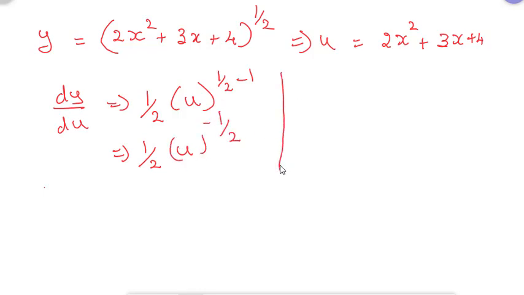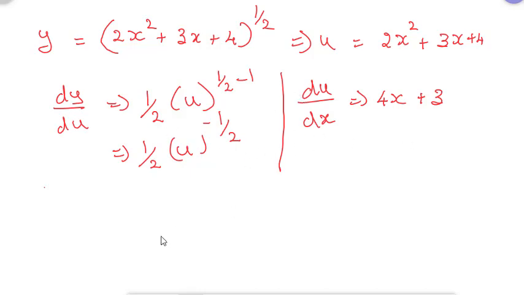Now I have to differentiate u with respect to x. You can see here there is 2 times x squared plus 3x plus 4. So first I differentiate this. The 2 power of 2, simply multiply with the 2, and it's 4x, and the second term was 3x, so simply write the 3 here. And the third one is 4, it's a whole number, so it is 0, so you have to leave it. So I found dy by du and du by dx.